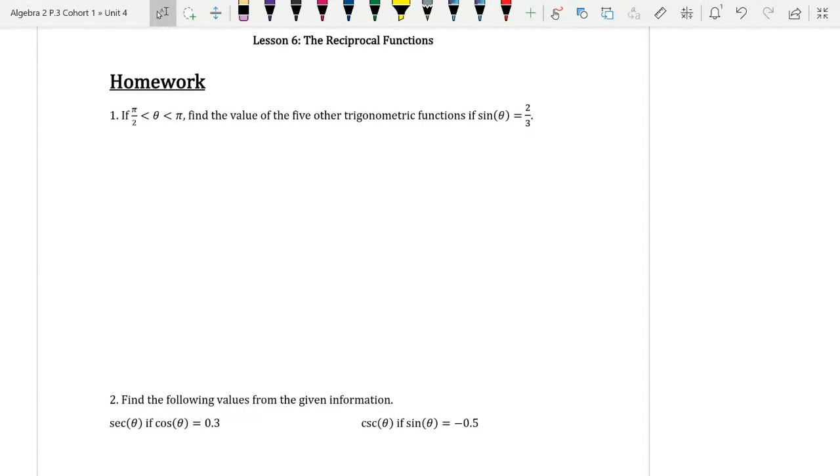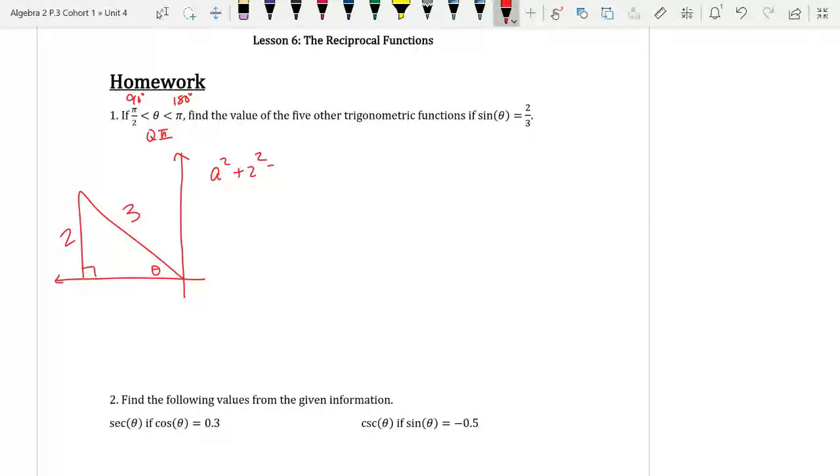So number 1 says that we have this angle, and it's between 90 degrees and 180 degrees. Again, these are 2 radian measurements you should know right away, which tells us this is a quadrant 2 angle. So let's draw a quadrant 2 triangle. It tells us to find the 5 trig functions. If we know that sine is 2/3, so the opposite side is 2, the hypotenuse side is 3. So if I do a squared plus 2 squared equals 3 squared, I can find the missing side as the square root of 5.